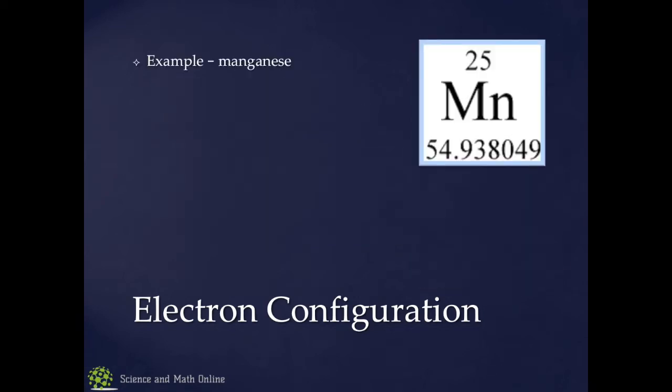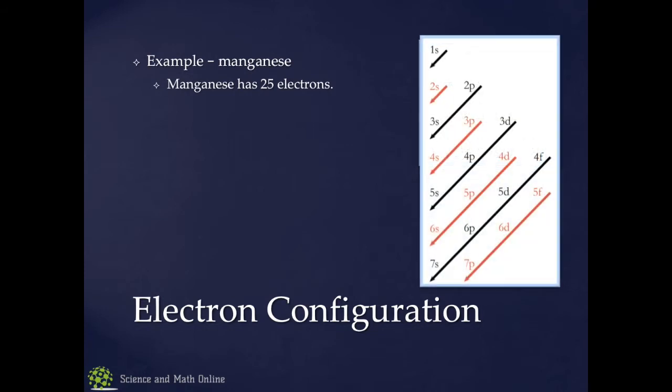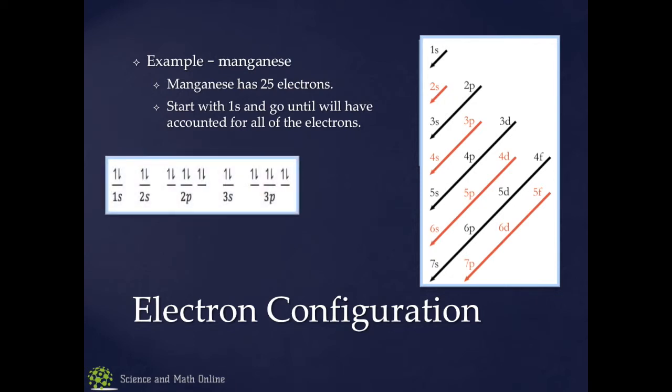All right, let's do something a little bit bigger. Let's do manganese. Okay, manganese has 25 electrons, and we're going to do the same thing that we did with oxygen. We're going to start at 1s. We're going to keep on going until we've accounted for all the electrons. And so we start at 1s, then 2s, 2p, 3s, and we get to 3p. We've now accounted for 2, 4, 10, 12, 18 of its electrons. So we have 7 more to go.